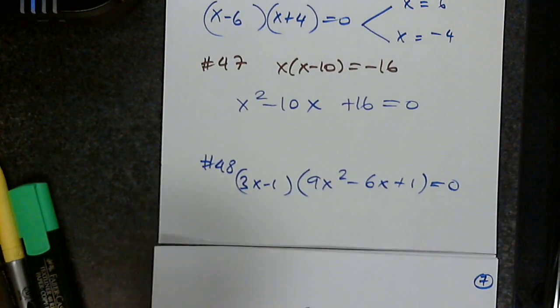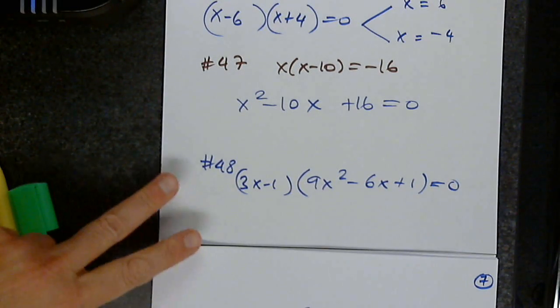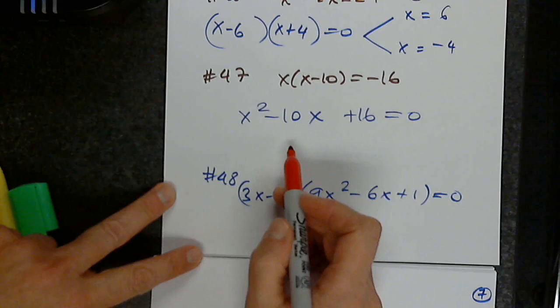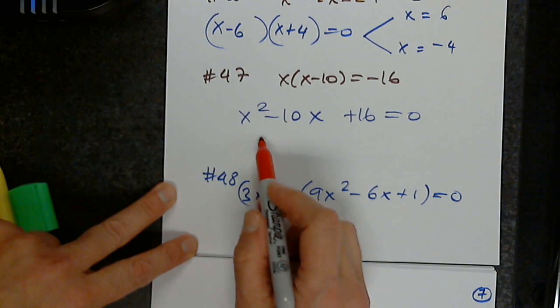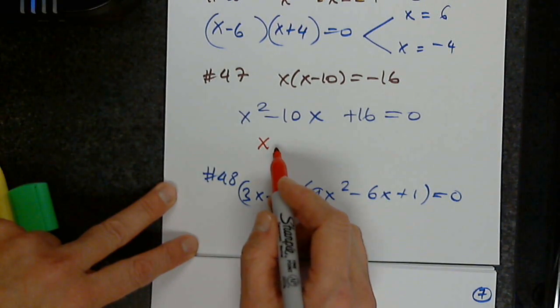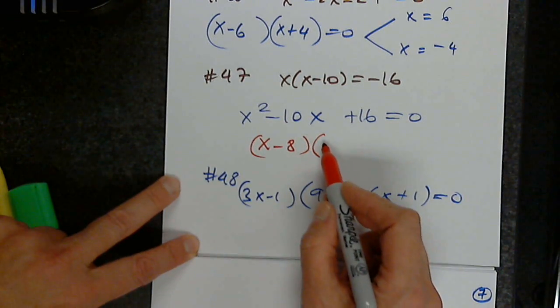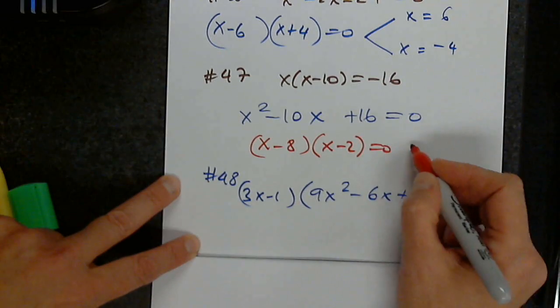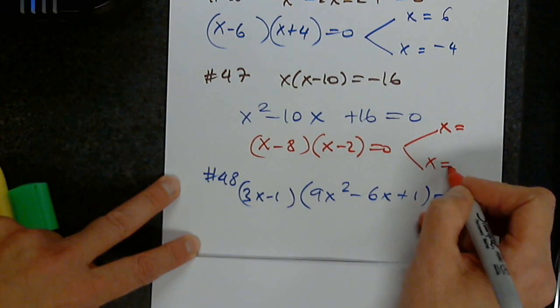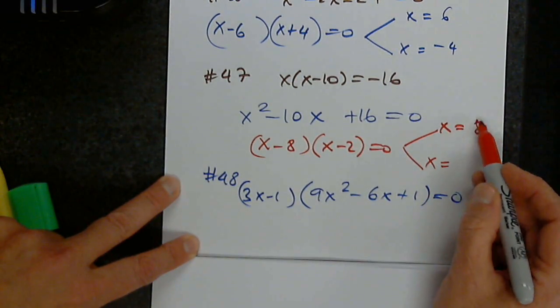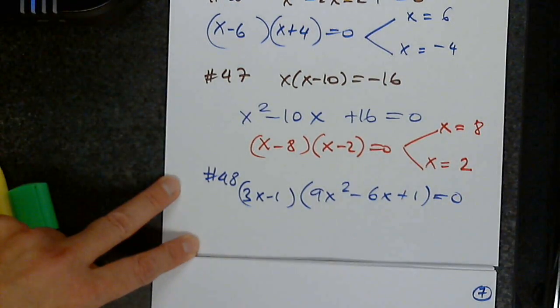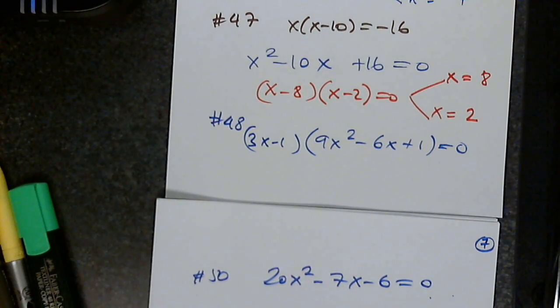Okay, 47. You mean x minus 8? And x minus 2, I completely agree. And two solutions. Good. 48, please. Any questions?